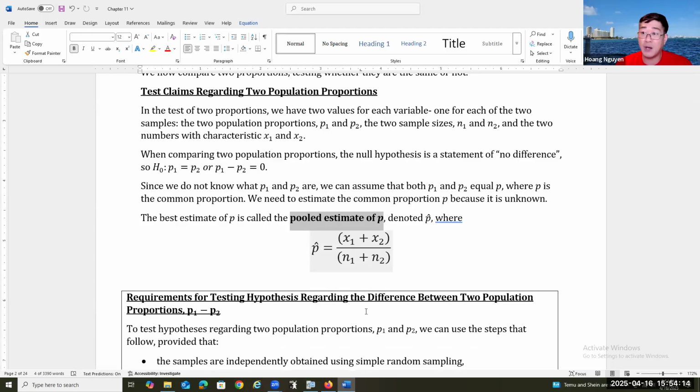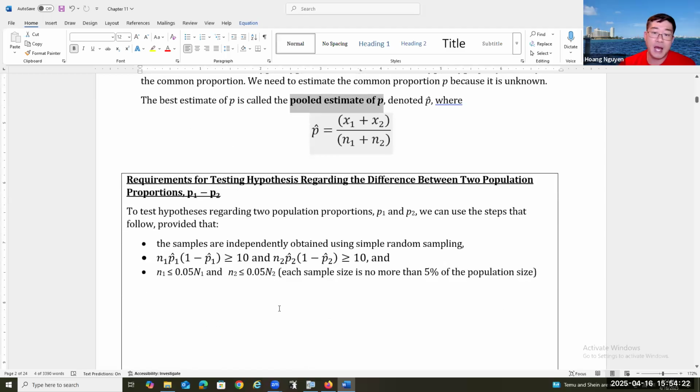So step number 0, you need to double check the condition, right? So let's see what's going to be the requirements or the condition for the hypothesis test. There are 3 requirements that we have to double check before we move on to the hypothesis test. So the first requirement: the samples are independent, obtained using simple random sampling.